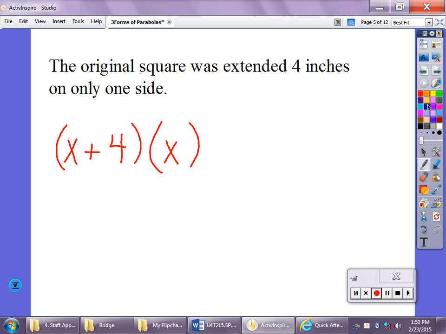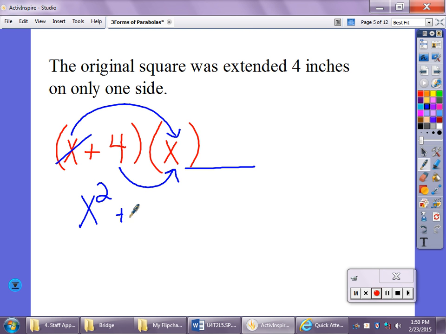Going ahead, and I'm going to distribute. The x times x is x squared. There's nobody else over here to share with, so I'm done with this one. I'm going to come back and share 4. And 4 times x is plus 4x. So my answer is x squared plus 4x.